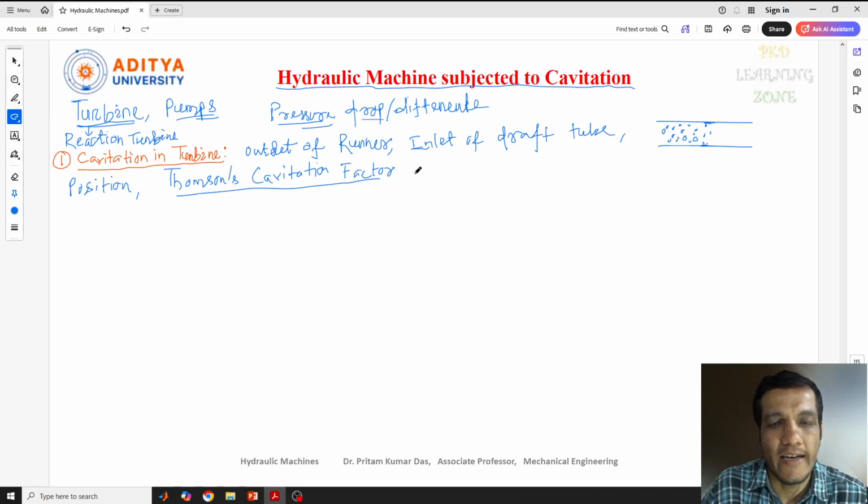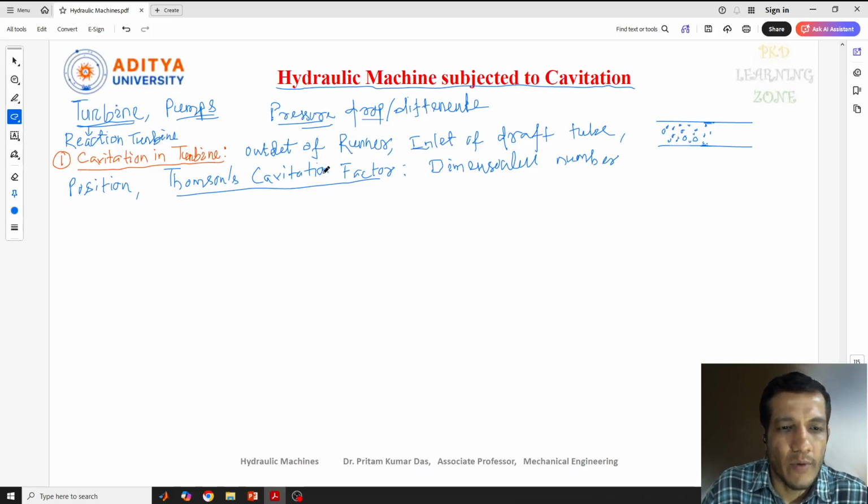us or which will indicate to us at which position cavitations are formed and how to identify and what is the cavitation value, how we can overcome that. From that we can understand. So Thomson's cavitation factor is named based on the scientist Professor D. Thomson, and this is a dimensionless number. So why it is dimensionless, that also I'll tell you, and what is the role of this, how to define this also I will tell you.